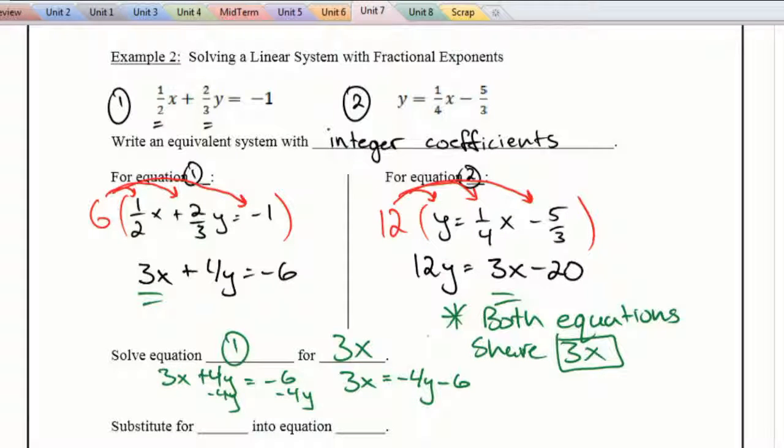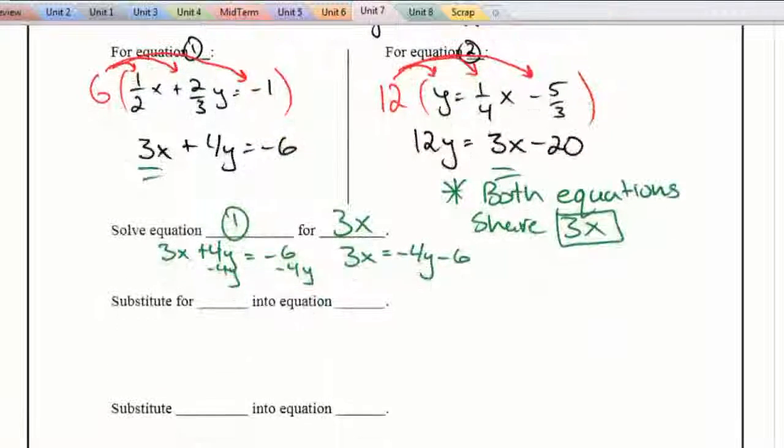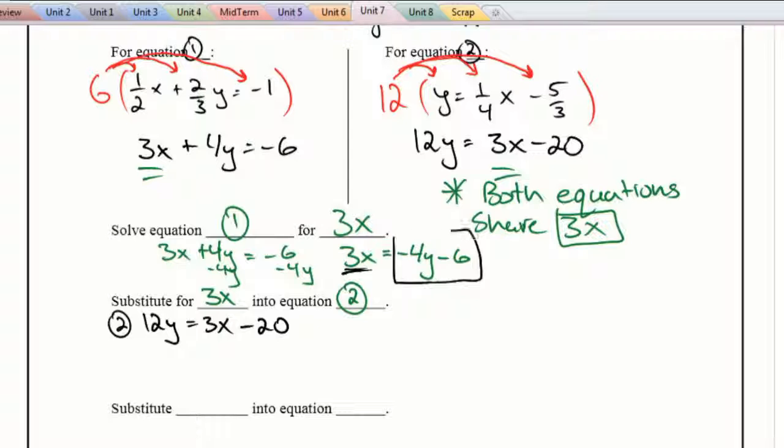So this is maybe where this gets a little bit weird. So we're going to substitute 3x into equation number 2. All right, so that's kind of confusing, but we're going to go for it. So what did equation number 2 look like? It looked like this. So this is equation number 2. 12y is 3x minus 20. And what I'm saying is 3x is equal to this negative 4y minus 6.